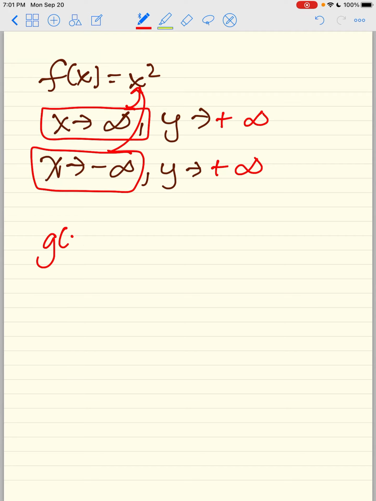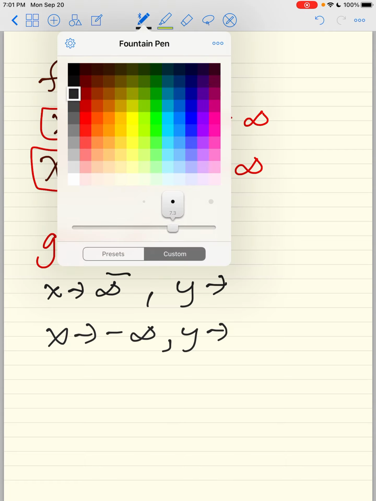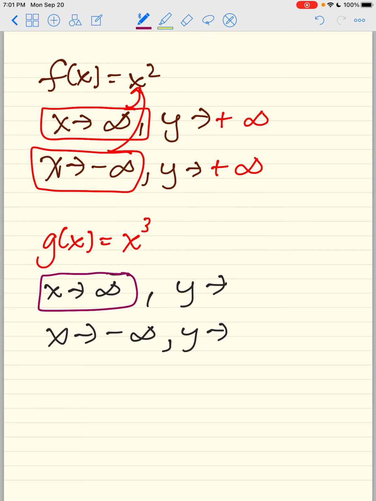Well, what about x to the third? As x approaches infinity and x approaches negative infinity, let's see what happens to y. When we put a big positive number in here and we cube it, don't we get a positive number? And when you put a big negative number in here and you cube it, don't you get a negative number? A negative times a negative times a negative is a negative.